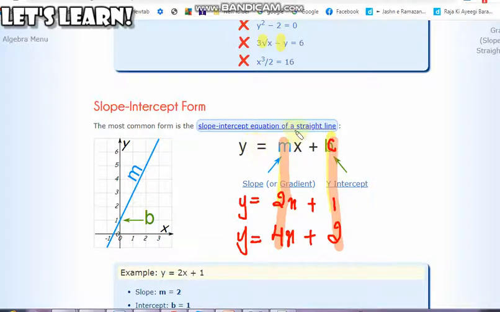M is actually known as the slope और the gradient, और c जो है इसको हम कहते हैं y intercept. What are slopes? Slopes क्या होते हैं? Let's discuss different examples of slopes around us. Have you ever gone to a mall? Have you ever gone to an airport? Do you have stairs in your house?